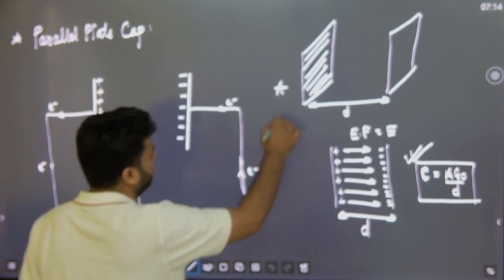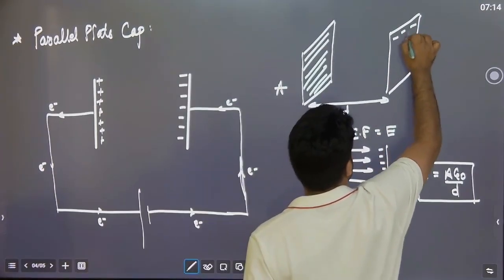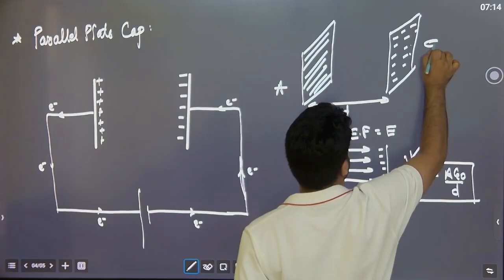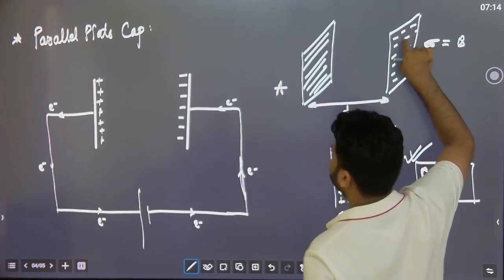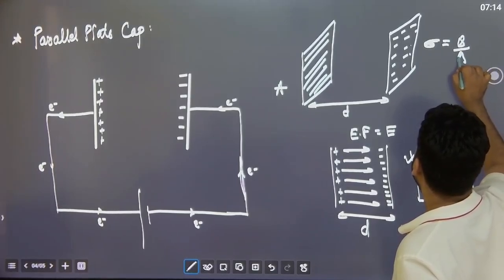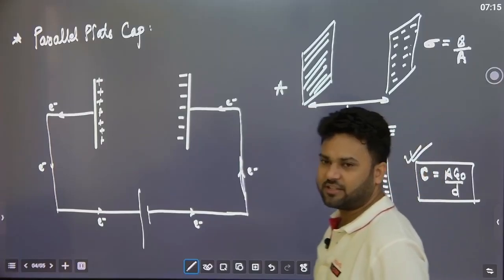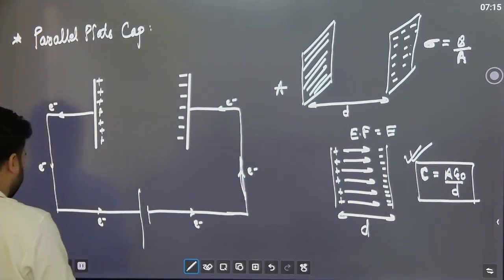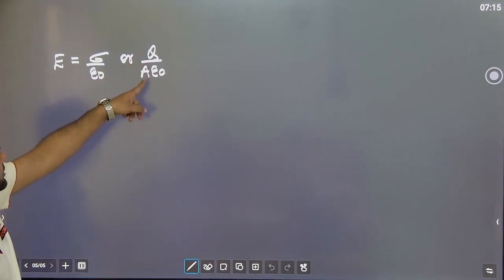Sigma is what? This plate is charged now. So sigma is the surface charge density, meaning how much charge it has divided by how much area. This is called surface charge density: charge divided by area. So what I'm saying is, electric field is nothing but sigma by epsilon naught, where sigma is charge divided by area.